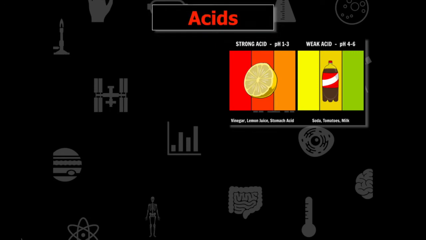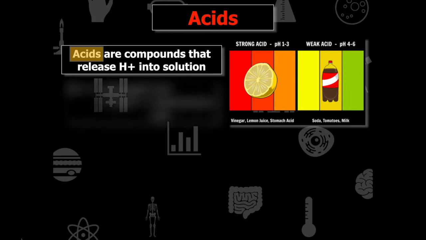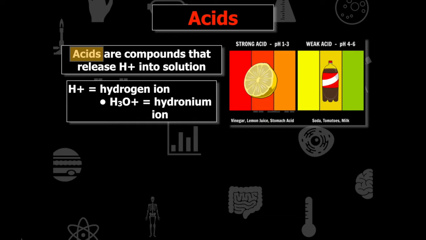So if we're thinking about this, we have a variety of different acids here. An acid is a compound that releases H plus ions into the solution. H plus is the hydrogen ion, or H3O plus is another way of representing this. We represent it as H plus. H plus and H3O plus mean the same thing, so we're talking about the same hydronium ion. H plus is the shorthand way of writing this.